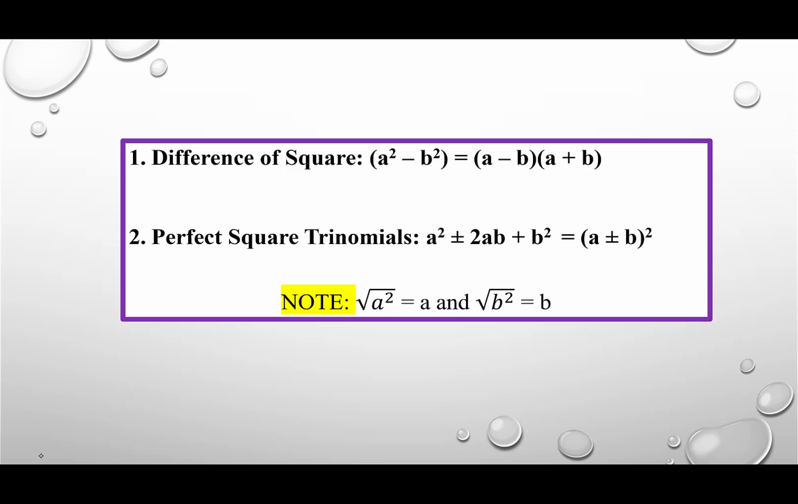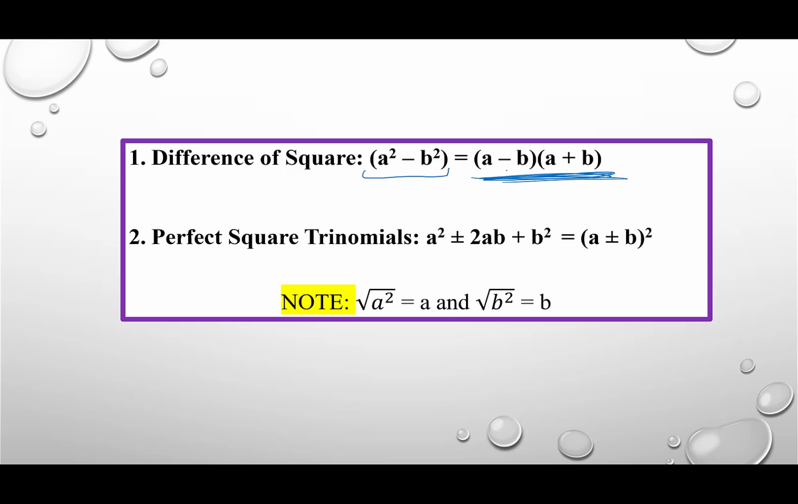And what this chart shows you is that there's a special format for the difference of squares and then how you're going to come up with the answer. And so the problem is going to look like a squared minus b squared. But the answer is going to be a minus b times a plus b. So it's going to follow that same pattern every time we work a difference of squares problem.